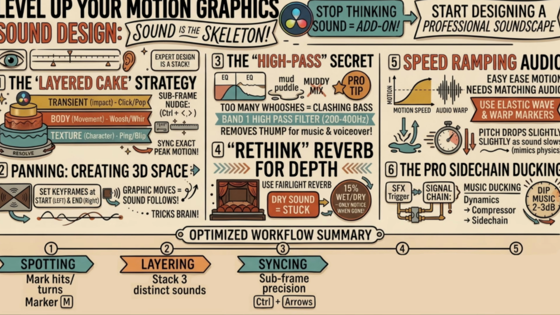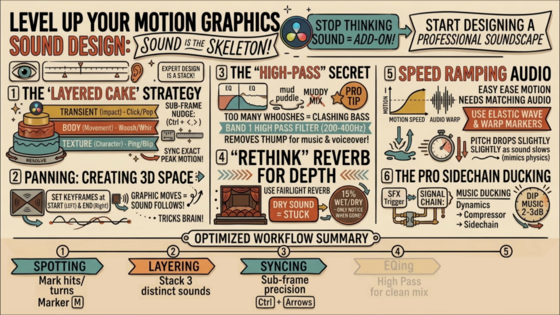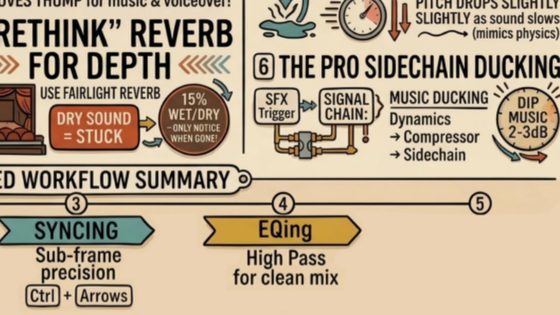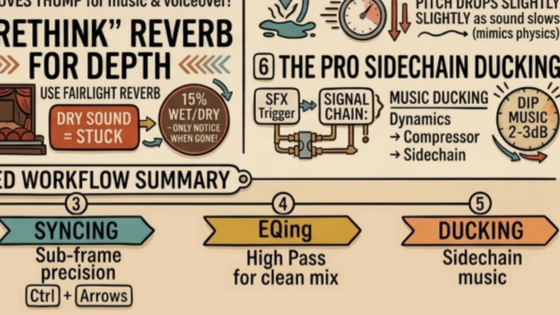Number 3 is syncing, using the control and arrow keys to move the sound effect with more precision. And then number 4 is EQing, apply the high pass filter and clean up the muddiness on your mix. And number 5, use the sidechain ducking so that your sound effects don't get lost in the mix.